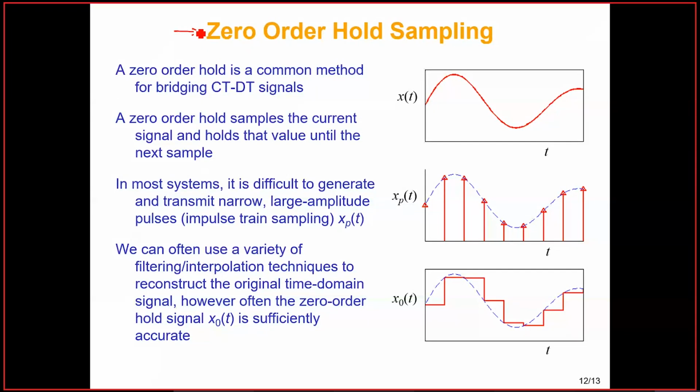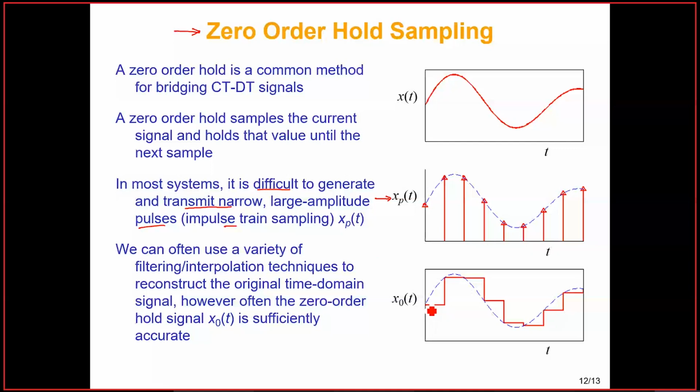what we do is, because we know that it is difficult to generate or transmit narrow large amplitude pulses or impulse terrain. Not difficult, it is rather impossible. We cannot have impulse. Impulse is a theoretical signal. What actually happens is they do zero hold sampling. We can use multiple different types of sampling techniques, but in zero hold sampling, what happens is we record the value of the signal at a particular time period.